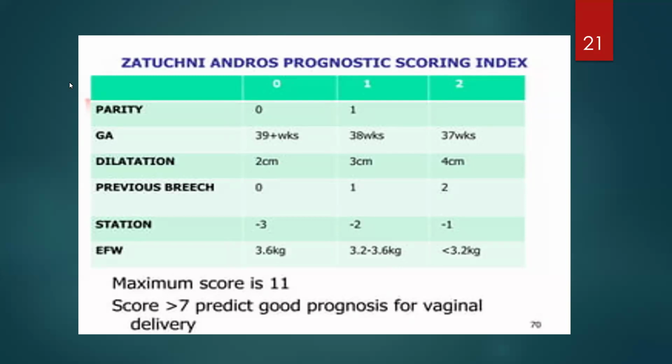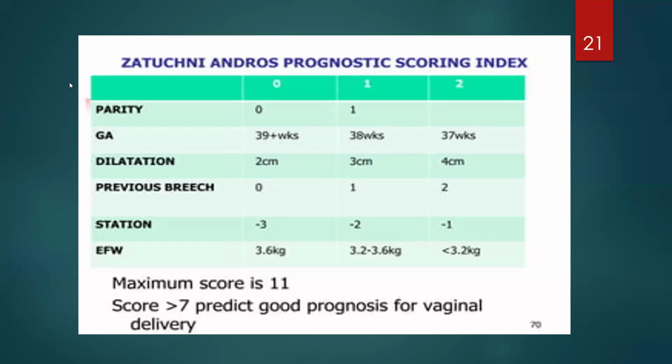Then you assess the station of the presenting part. So minus 3 is 0, minus 2 is 1. A station of minus 1 scores 2. Estimated fetal weight 3.6 kilos is 0, so 3.5 and above. Then 3.2 to 3.6, you score 1. Less than 3.2 kilos, you score 2. The maximum score is 11. A score of greater than 7 predicts good prognosis for vaginal delivery.